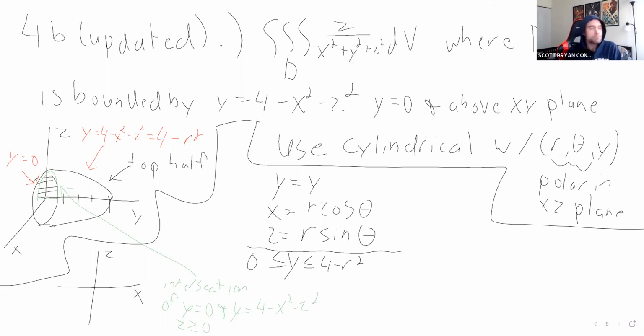So the intersection of those two, set the two equal to each other. You get 0 equals 4 minus x squared minus z squared. So that is, x squared plus z squared equals 4 in the XZ plane. So that's just a circle centered at the origin of radius 2, but we want the top half of that where z is positive. Does everyone see that bit?